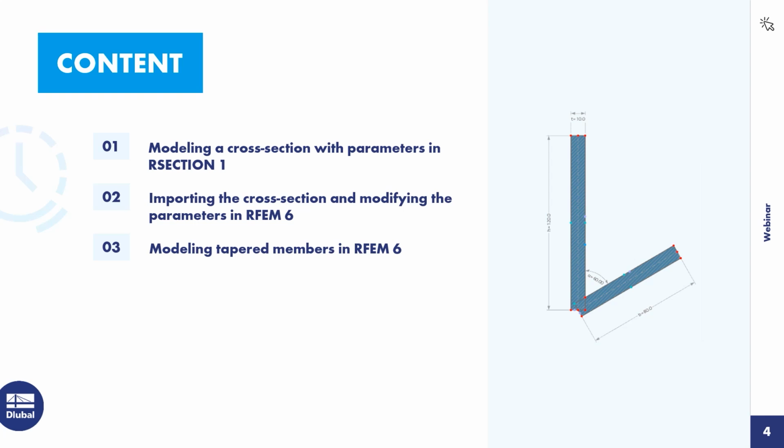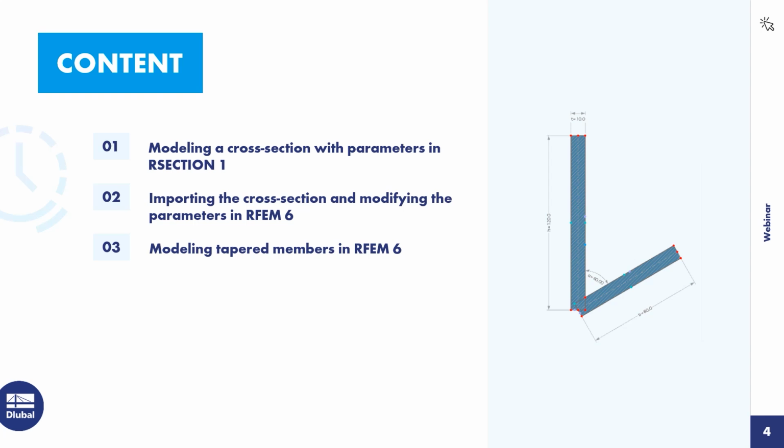Thank you very much for the introductory words. I would also like to welcome you to today's webinar. The topic of this webinar is the modeling of cross-sections using parameters. You will learn how to import these cross-sections into RFEM. You will also be shown how to change the dimensions of the cross-section directly in RFEM using the parameters. It will also be explained how to enter tapered members with our section cross-sections in RFEM.